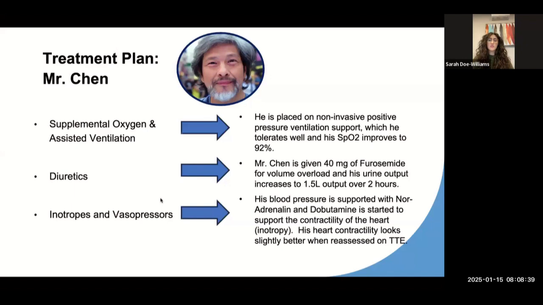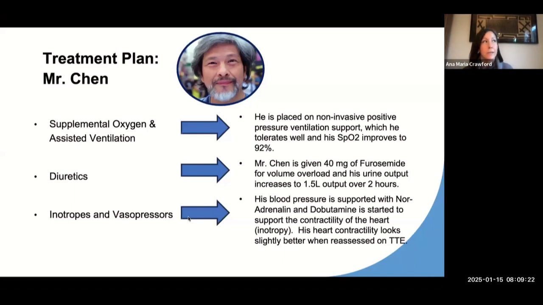Talking about preload and afterload, using diuretics, we give him 40 milligrams of furosemide for volume overload, and his urine output increases to 1.5 liters over 2 hours, which is really great. I bet he's breathing much better there. Then inotropes and vasopressors: his blood pressure is supported with noradrenaline and dobutamine, with dobutamine to support the contractility of his heart. His heart contractility looks slightly better when reassessed on echo, although it's not going to fully get him back to normal, or maybe not even to his 35%, but at least a little bit better than the 20% in his acute decompensated state. That's great.